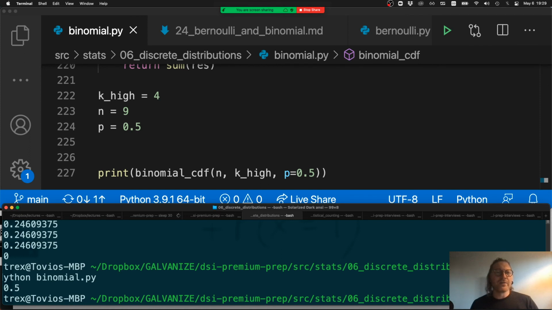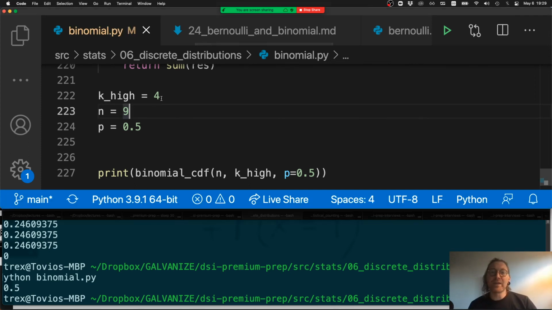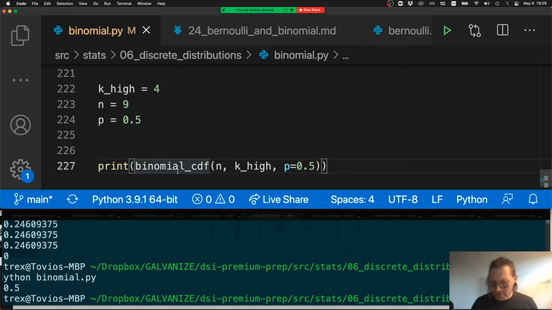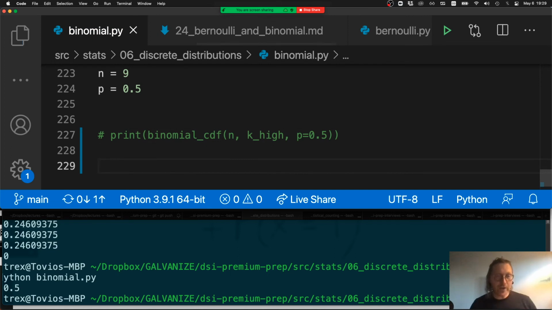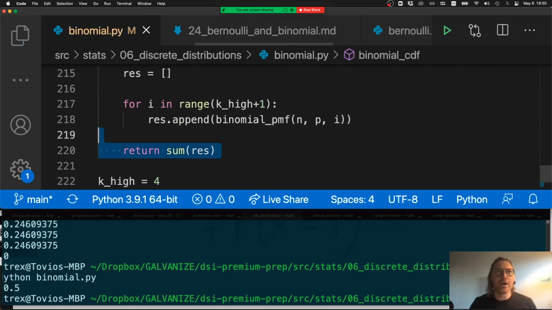Okay, 0.5. Huh. 4 or fewer heads is 0.5. That's cool. That makes sense, actually, now that I'm thinking about it. Because 0, 1, 2, 3, 4... 5, 6, 7, 8, 9, right? That's 10 possibilities. We're taking the middle down. That completely makes sense. Okay, so let me give you this code, this function.